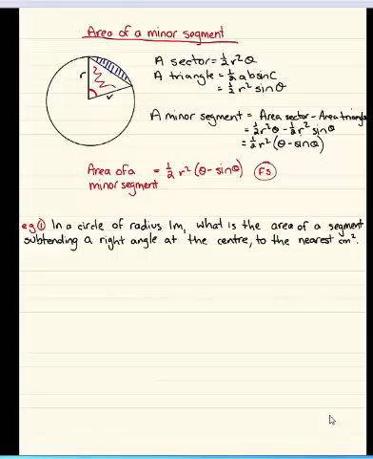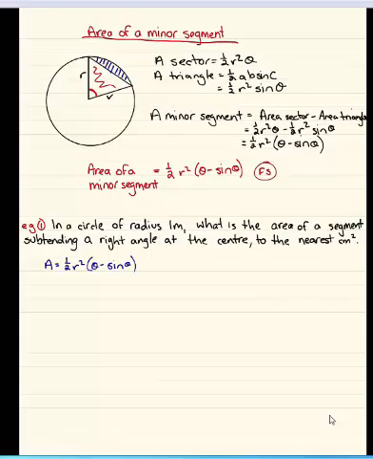Okay, so how do we use this? Well, let's have a look at the question. In a circle of radius 1 metre, what is the area of a segment subtending a right angle at the centre to the nearest centimetre squared? Okay, well, what do we know? We know that our formula is a half r squared, theta minus sine theta.